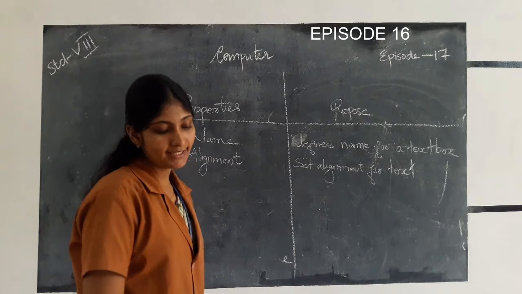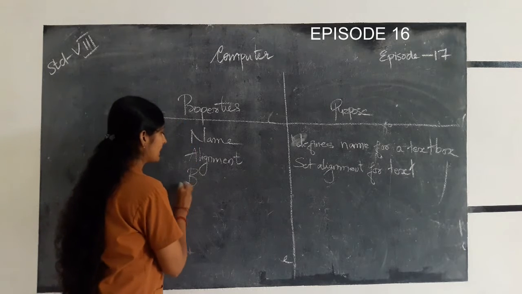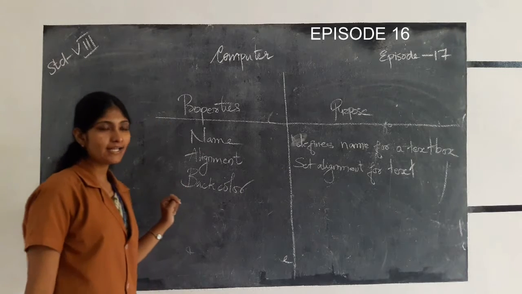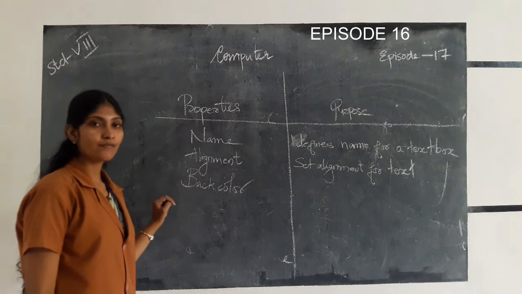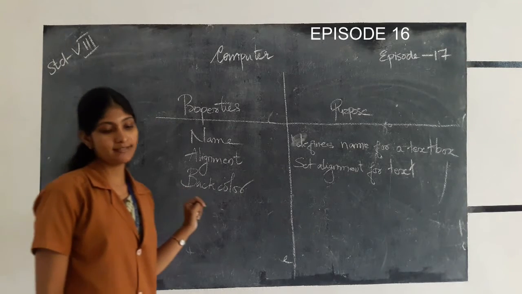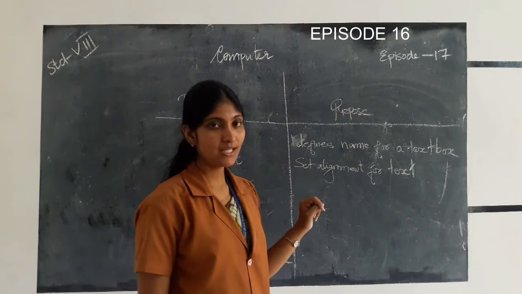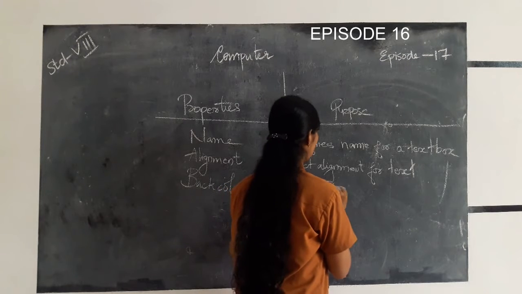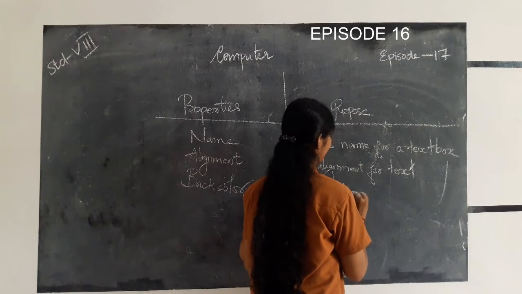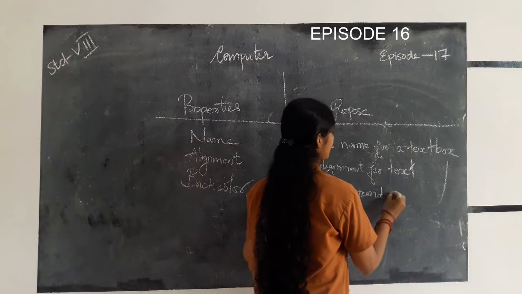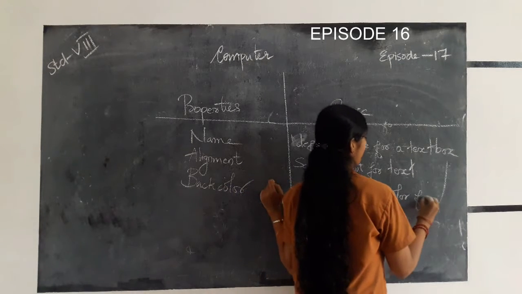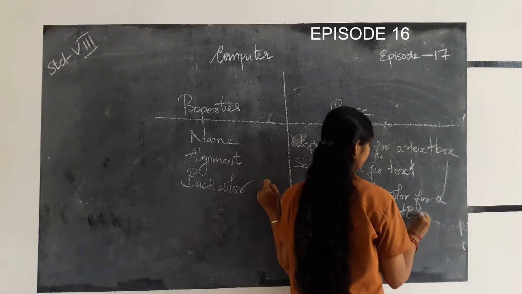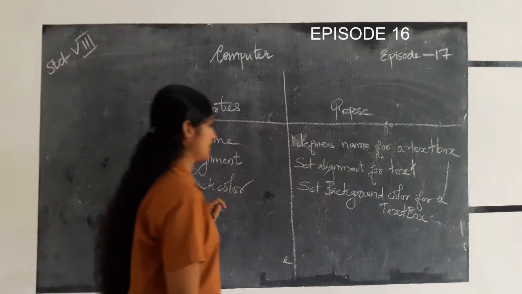Third one is back color. So what is the third property? Back color. Back color defines the background color of the text box. So set background color for a text box.